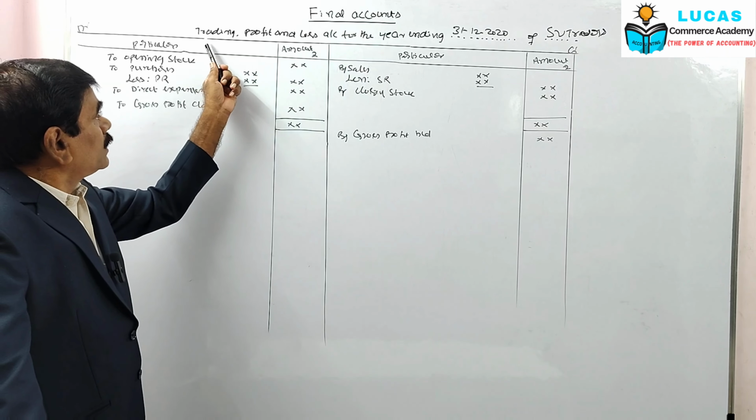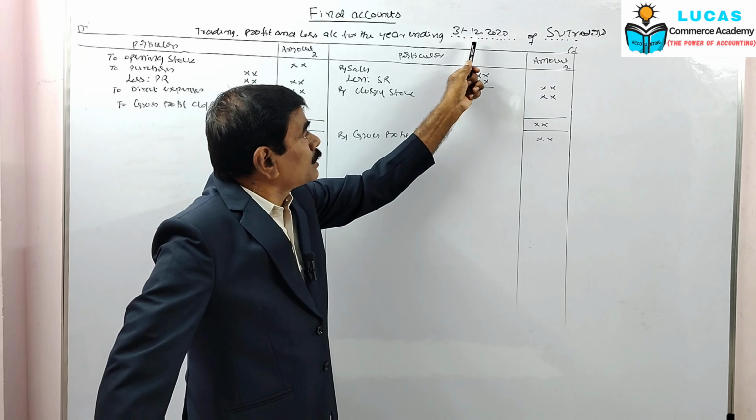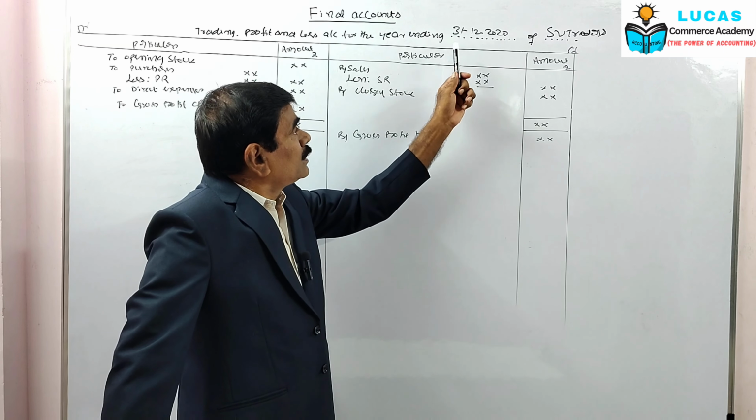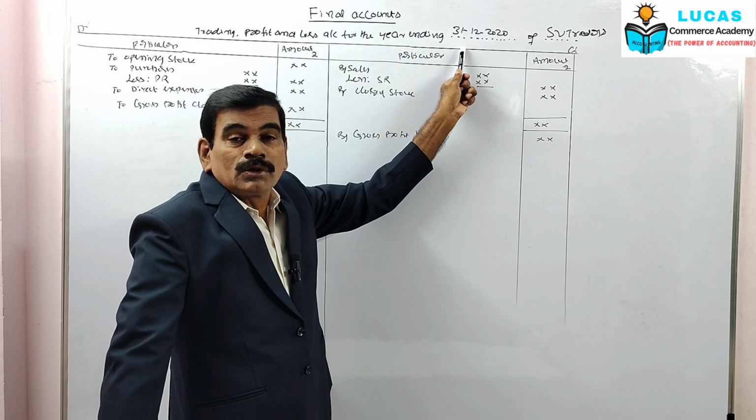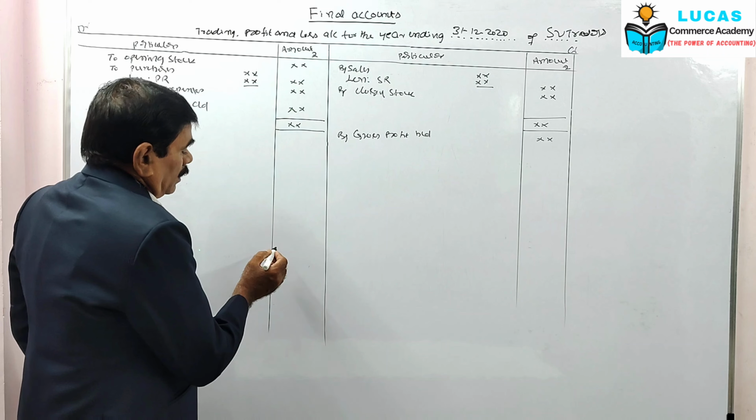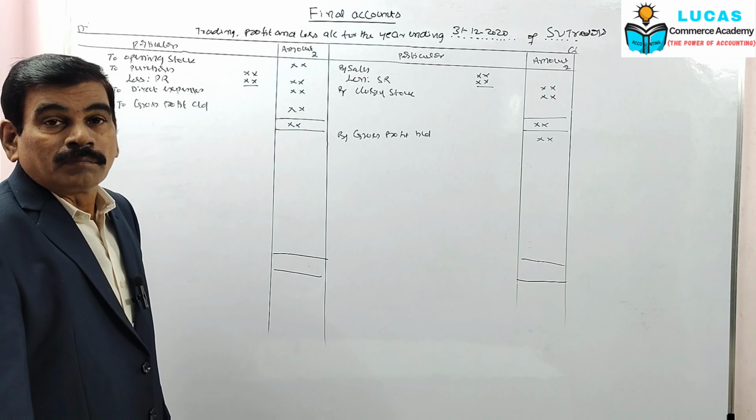Here the title is Trading Profit and Loss Account for the year ending, for example, 31st 12 2020 of SV Traders. Our accounting year starts with 1/1/2020 to 31st 12 2020. In this year all expenses should be entered on the debit side and all income on the credit side of the trading profit and loss account. Then the profit and loss account is to be balanced.